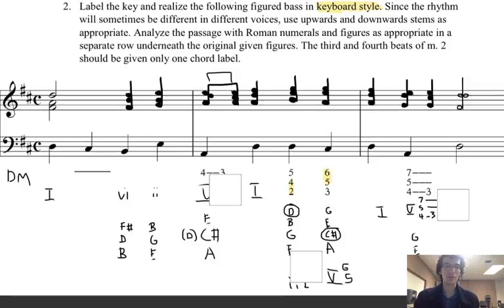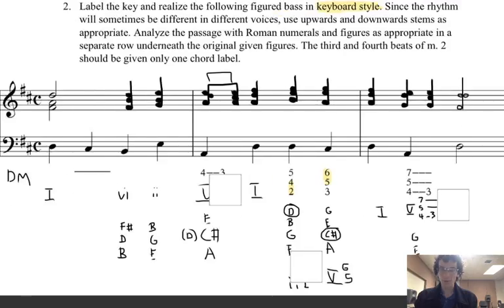So that's, I thought, very important, because while we often think of this 4-3 like, oh, it's a 4-3 suspension, in this case, based on how it was written, the non-harmonic tone is actually an incomplete neighbor tone, not a suspension, right? So that's just what the figures tell you. The figure tells you what's above the bass.